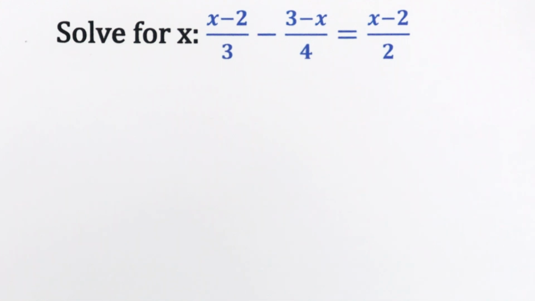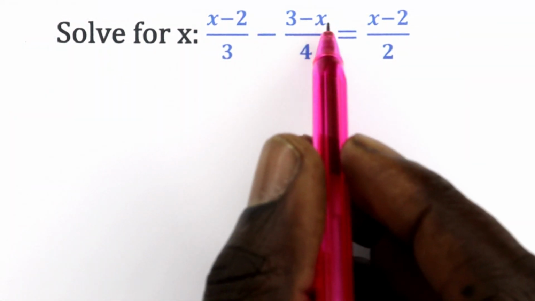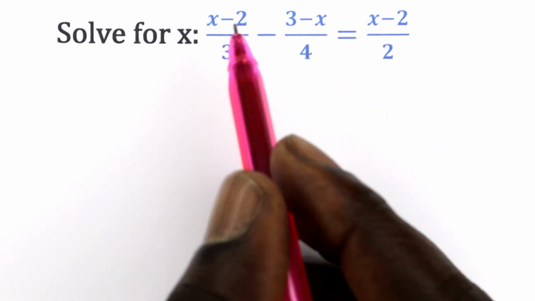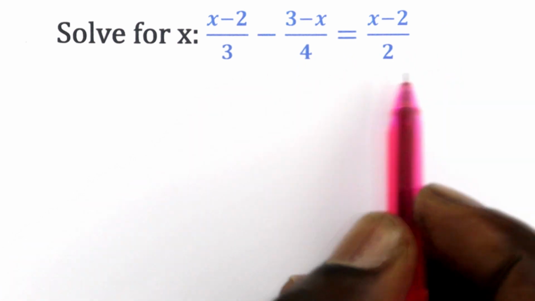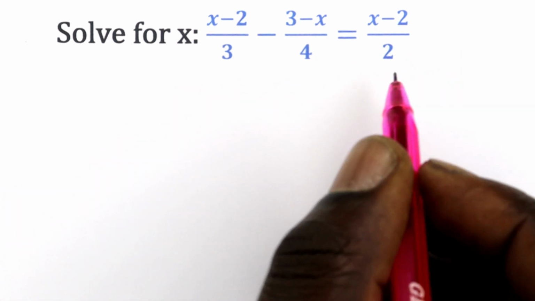Let us solve this simple question. Solve for x, and you have (x - 2)/3 - (3 - x)/4 is equal to (x - 2)/2. So the first thing is just to multiply all through by the LCM of these three denominators to do away with the fractions. So the LCM for these three is 12.